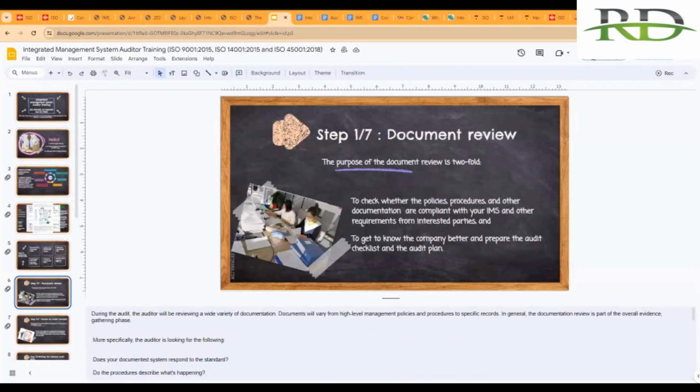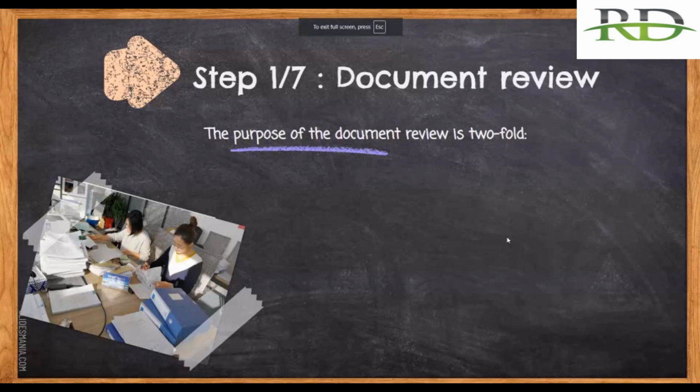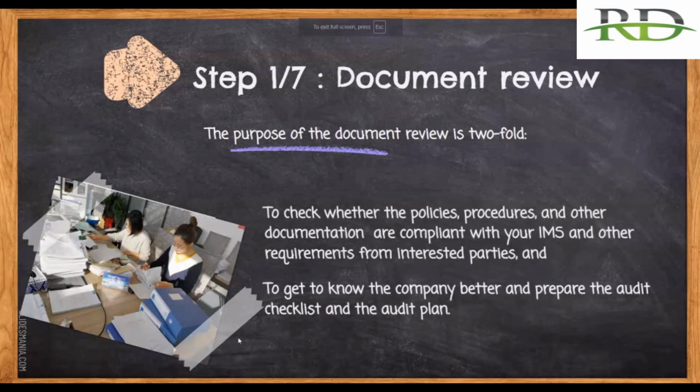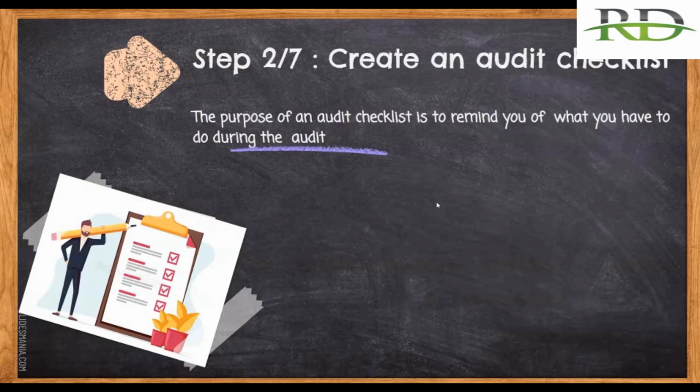So that is now what you do under document review. Now, document review, the main purpose or the value that you're going to get here is to customize your audit checklist. Now, at this point, after documented information review, when you look at and when you look for, after looking for those footprints, that information is going to help you write an audit checklist. And the purpose of this checklist is to remind you what to do during the audit.